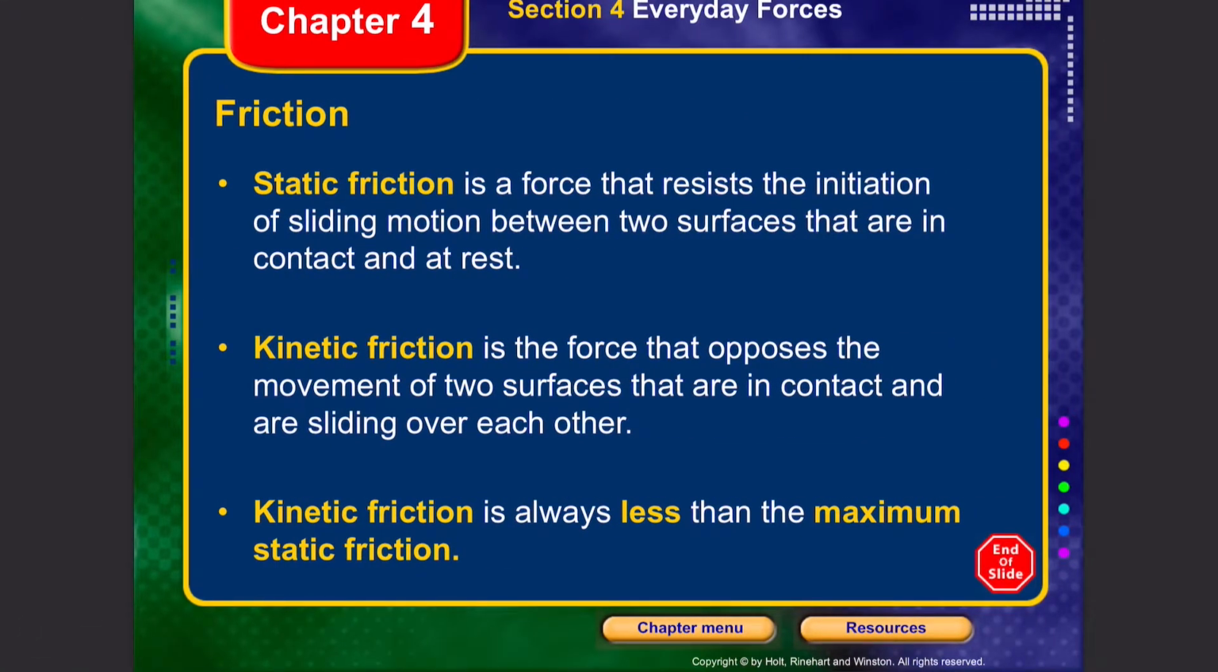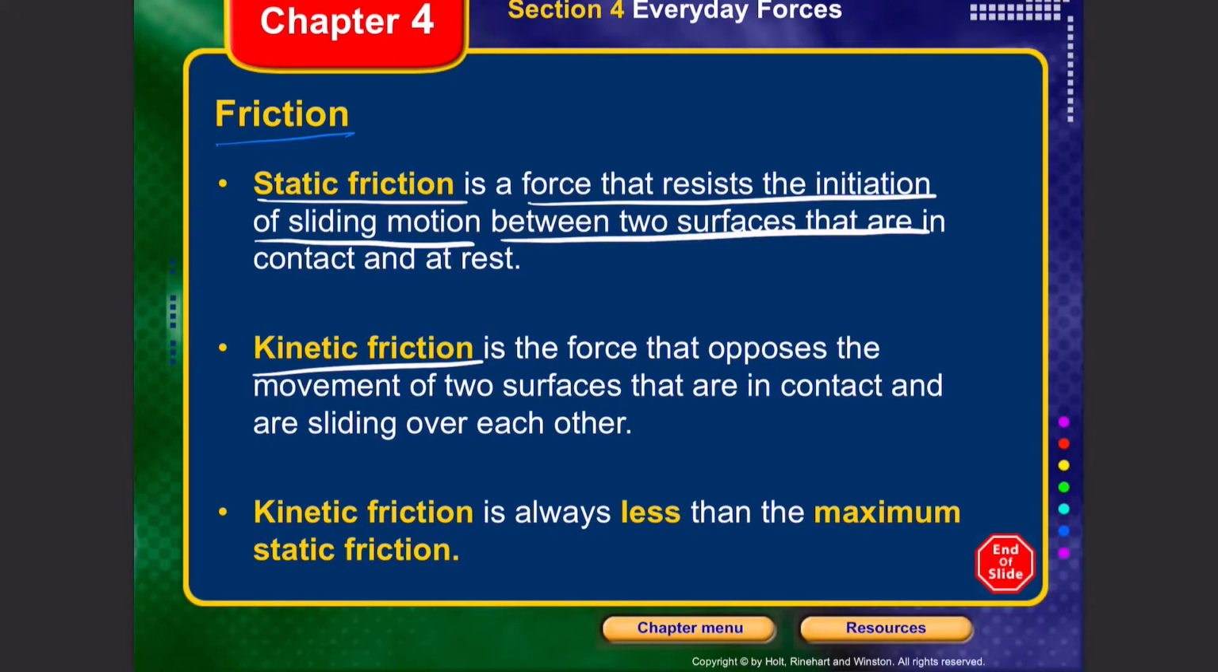So next, let's talk about friction. We divide friction into two types: static friction and kinetic friction. Static friction is a force that resists the initiation of a sliding motion between two surfaces that are in contact and at rest. Remember that friction is generally opposition to motion. Static friction is the force that resists the initial sliding motion. Static friction means friction at rest. So when you're starting at rest, the friction on the body is called static friction.